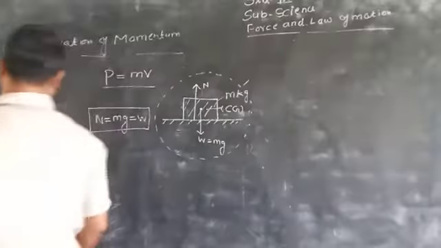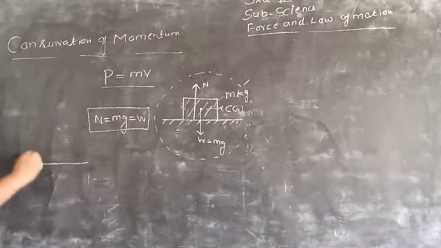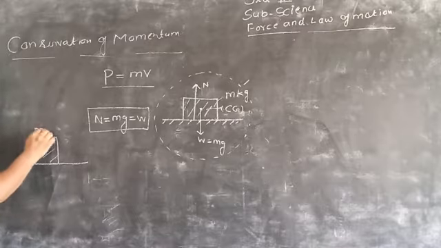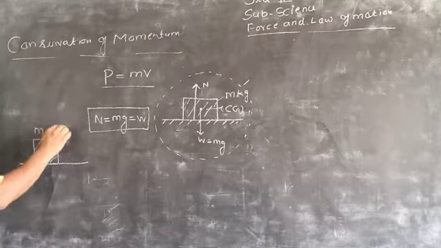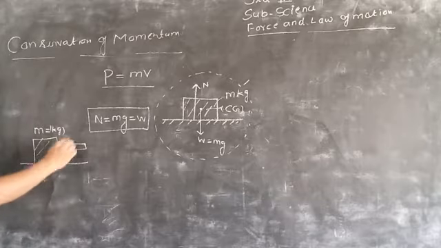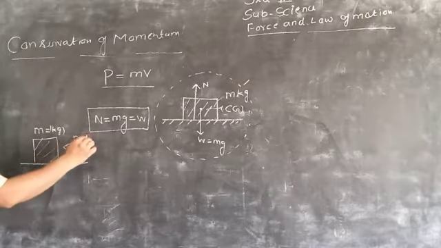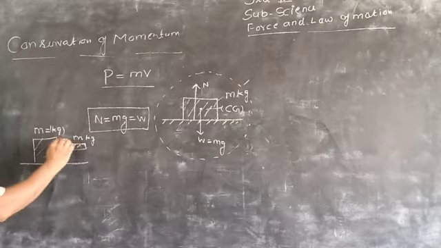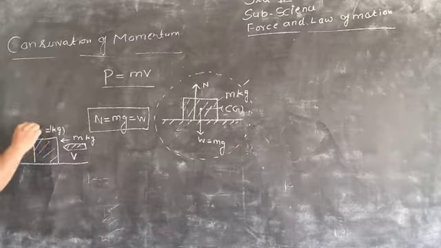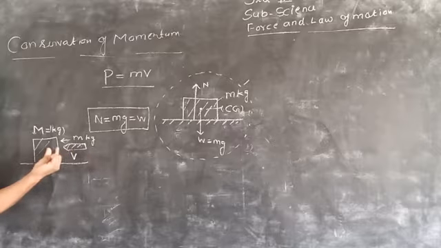What does it mean? We simply say that if this is a block having a mass capital M kg, a bullet is coming from here. That is a small m kg bullet is coming in this direction with a speed of v, and this block is in a rest condition. So here we see that when this bullet strikes the mass of capital M, it is embedded here.